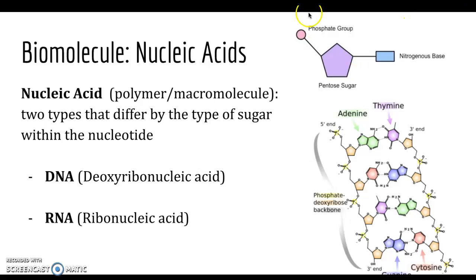Really quick, this is an example of a nucleotide. This is a simplified model of a nucleotide, but it is a good representation to show that every nucleotide has a sugar, a phosphate group, and a nitrogen base.